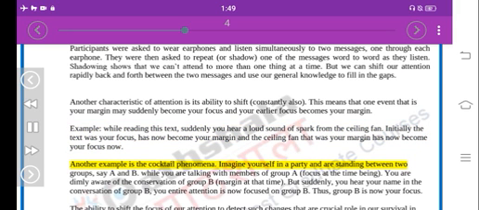Another example is the cocktail phenomenon. Imagine yourself in a party and are standing between two groups, say A and B, while you are talking with members of Group A, your focus at the time being. You are dimly aware of the conversation of Group B, your margin, at that time. But suddenly, you hear your name in the conversation of Group B, your entire attention is now focused on Group B, thus, Group B is now your focus.